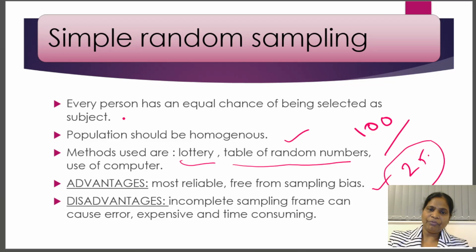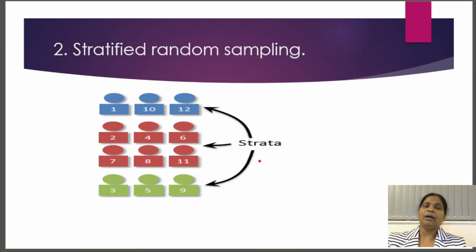So this is about the random sampling method. Every person has an equal chance of being selected as a subject, the population should be homogeneous, and some of the methods are the lottery, the table of random numbers, and the use of computers. Next, coming to stratified random sampling. Here we say strata.